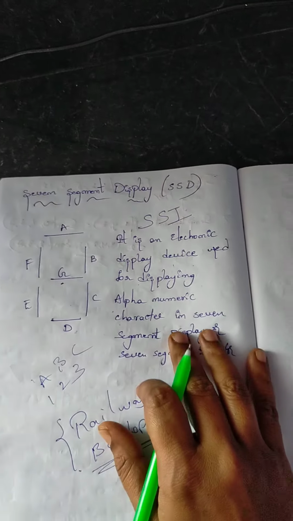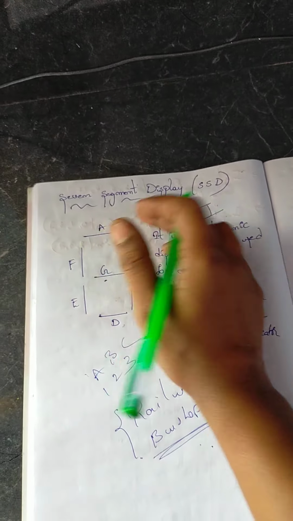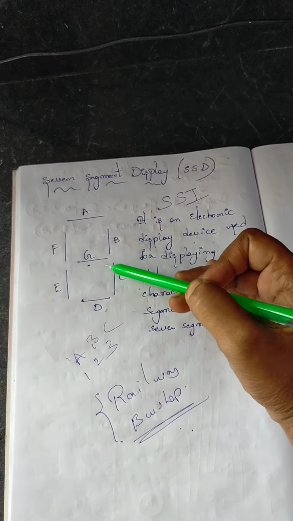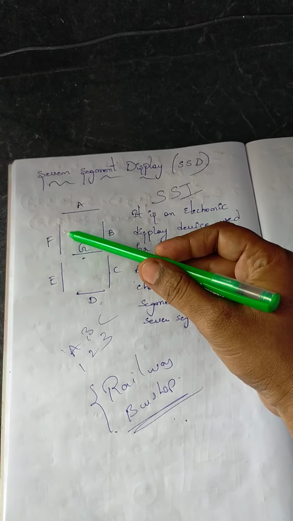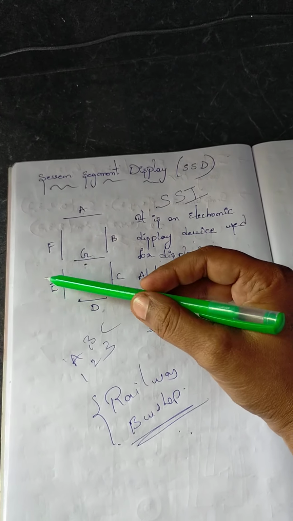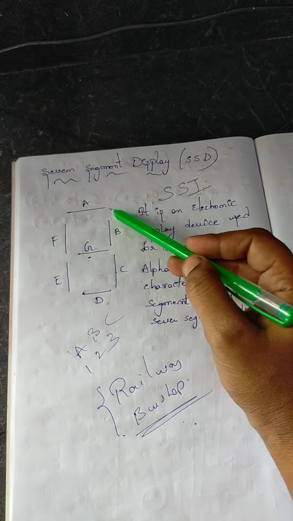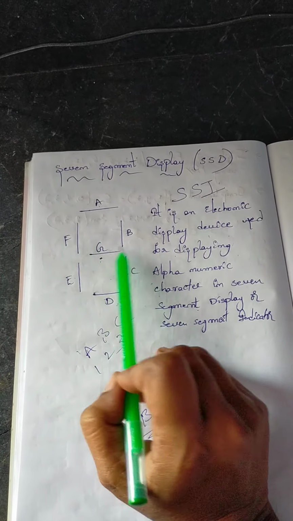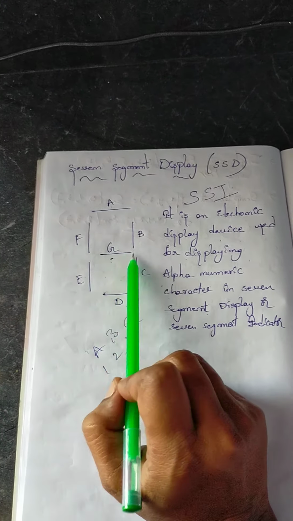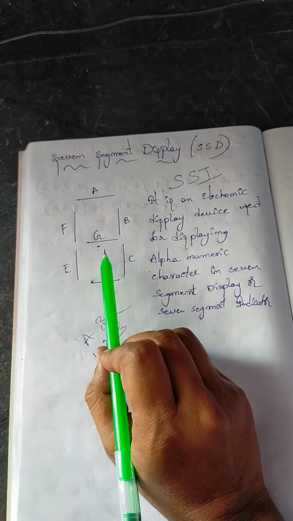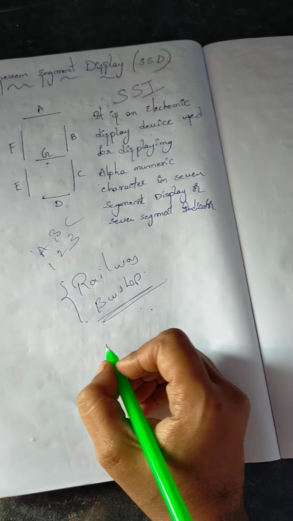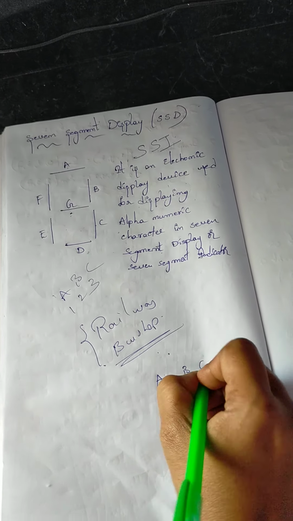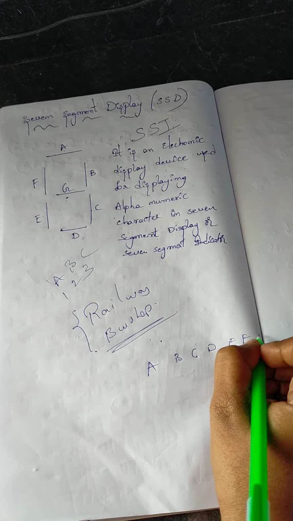How does it work? It has 7 segments, meaning 7 lines: A, B, C, D, E, F, G. If all 7 segments are on, A, B, C, D, E, F, G, the number is 8. If we want to display 0, which segments are on? A, B, C, D, E, F, G.